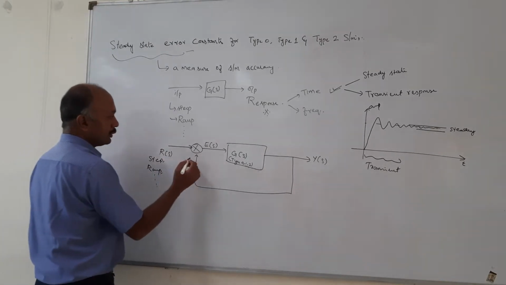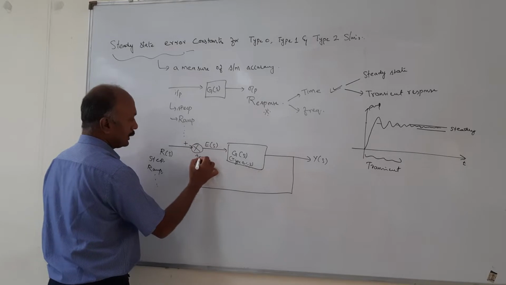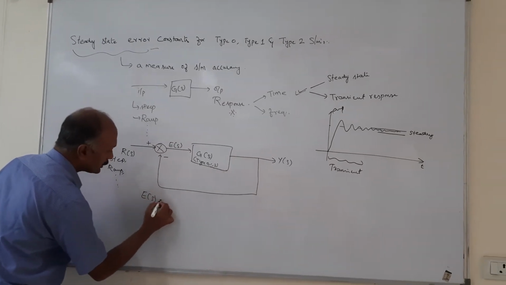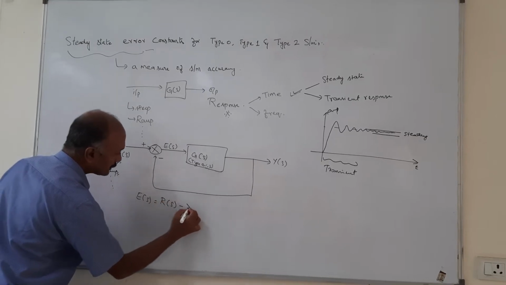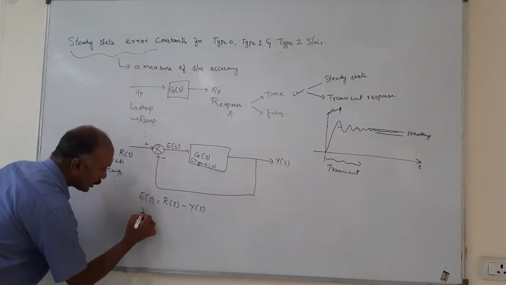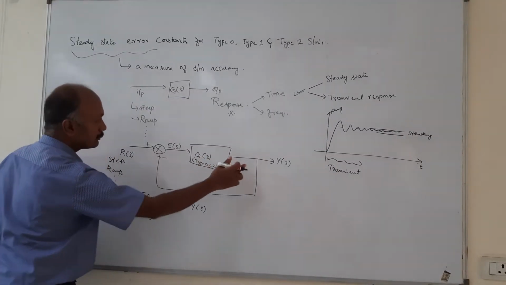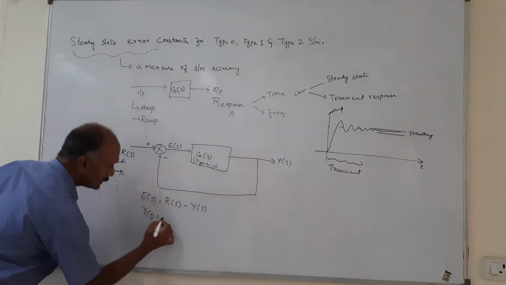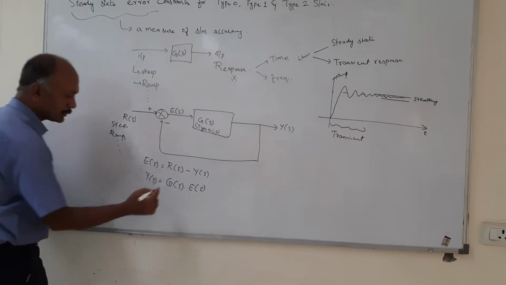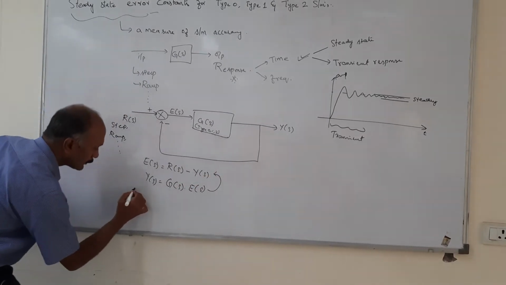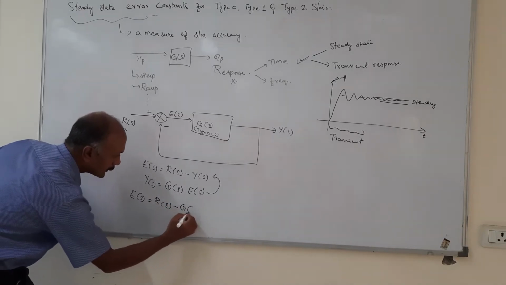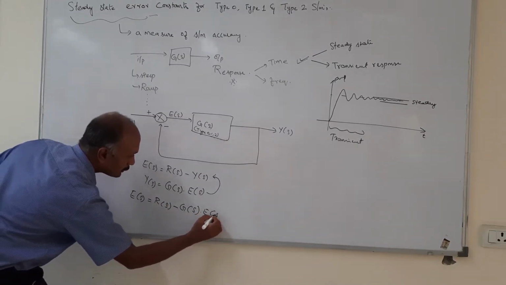Now this and this we are going to subtract. So what is E of S here? E of S is nothing but R of S minus Y of S, from the output system. And what is Y of S? Y of S is nothing but G of S multiplied by E of S. Now substituting this Y of S over here, E of S will be equal to R of S minus G of S times E of S.